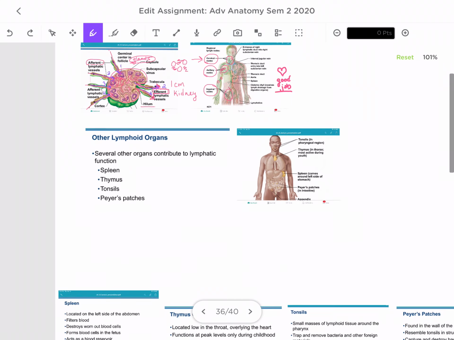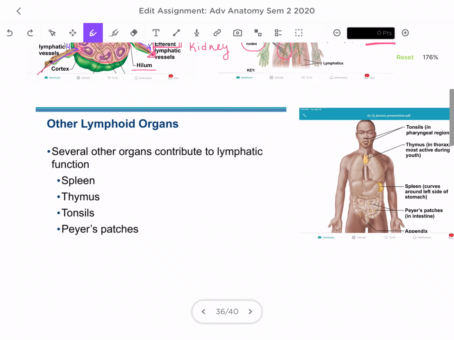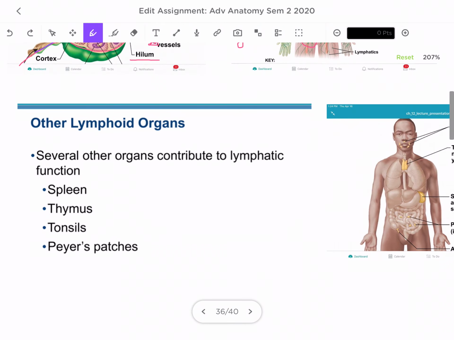So there are also some other lymphatic organs I want to talk about today. There are 4 more that we need to add, and that's the spleen, the thymus, the tonsils.